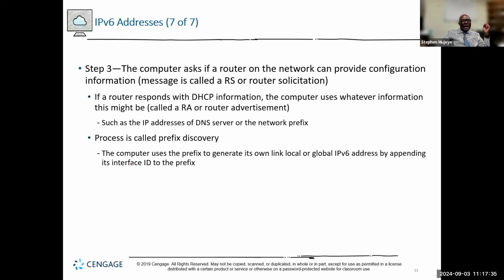Right here, it lists the steps that a computer takes when it is asking the router to provide some configuration information, because remember, the computer is going to get the default gateway and the DNS. It will get some of that information from the router. And of course, there is a process that goes on for a computer to get that information from the router.